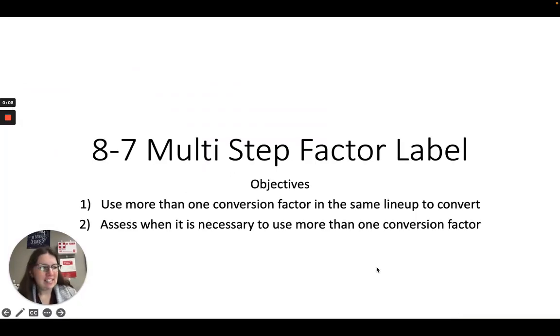This is video 8.7 and we are learning how to do multi-step factor label conversions. The objectives for this lesson are basically to use more than one conversion factor at a time in order to do a conversion and to figure out when it's necessary to use more than one conversion factor.